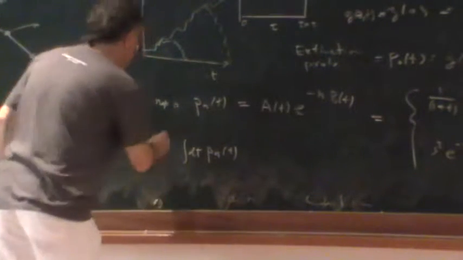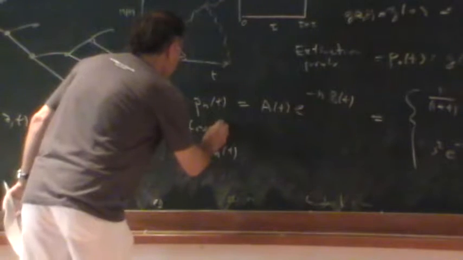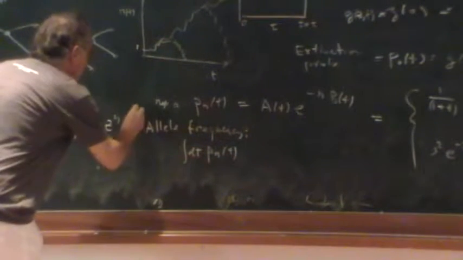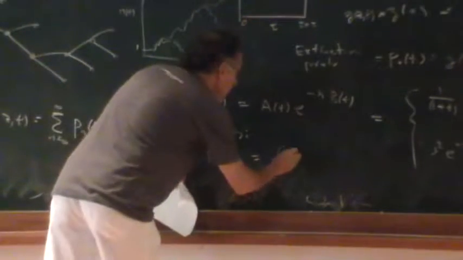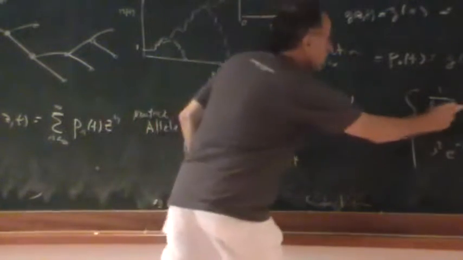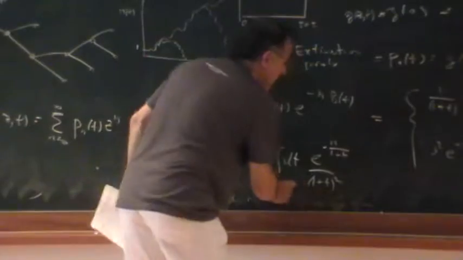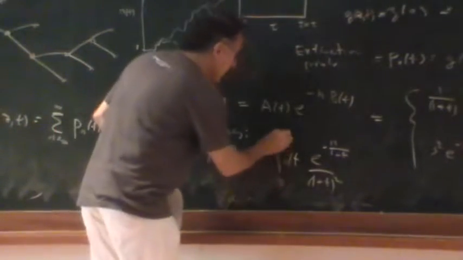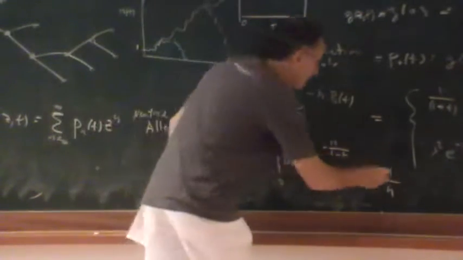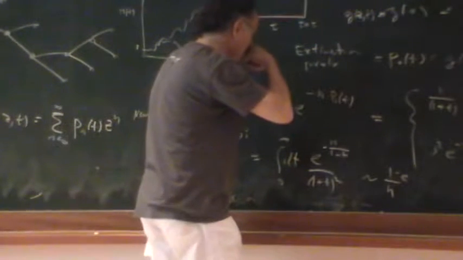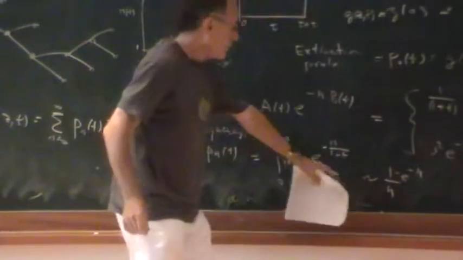So you do this. So, sorry, I'm calculating the neutral allele spectrum. So this is what I have to integrate, e to the minus n plus t squared. You want to do integrals like this in kindergarten. And basically convince yourself that this goes as one over n. But let me turn this into frequency.